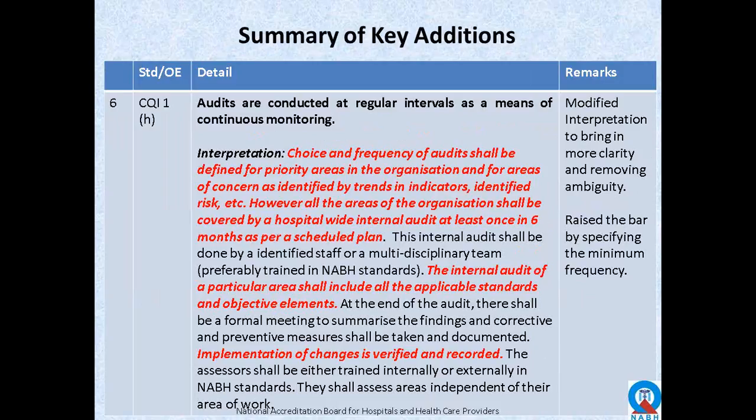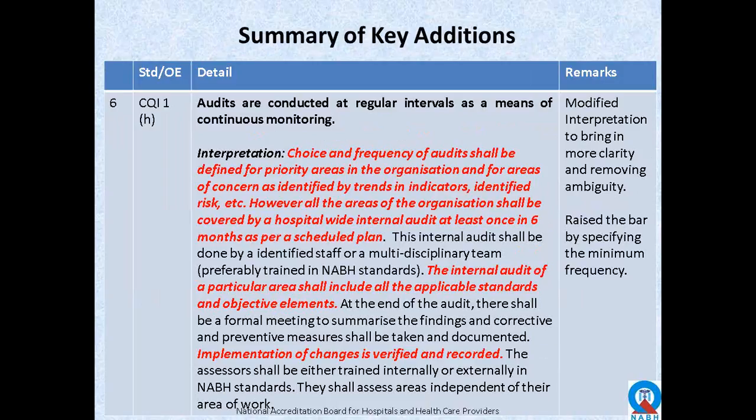CQI 1H, audits are conducted at regular intervals as a means of continuous monitoring. Choice and frequency of audit shall be defined for priority areas in the organization and for areas of concern as identified by trends, indicators, and identified risk, etc. So here, what we are doing is giving a different dimension for the hospital to look at it. If a hospital thinks one area could be audited once in 3 months, but in another area I'm having recurrent problems, I need to audit it every month. That is left for them.